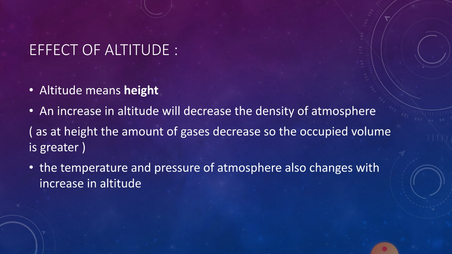Effect of the altitude, meaning height. As we go to high places from the sea level, the density of the atmosphere decreases. Fine. Density of atmosphere decreases. Why? Because majorly the gas particles are nearer to the Earth's surface. As we move away from the Earth's surface, gravity decreases, and there is a lesser amount of gases at the higher altitude. So we can see that the density of the atmosphere decreases at higher altitude.